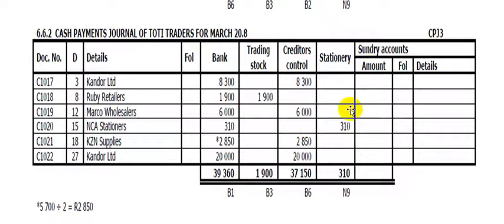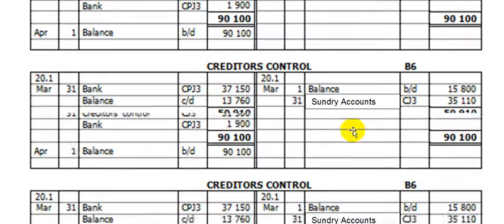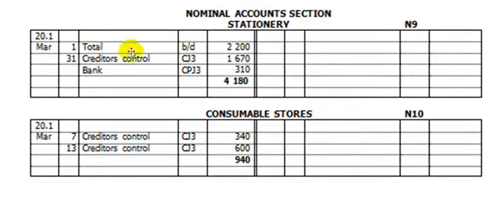Okay, and then finally, stationery. We bought more stationery, cash payments journal, for 310 rand. Stationery goes up on the debit side. There you go. Bank, 310 rand is CPJ3 on the 31st, because it's an expense and it goes up on the debit side.